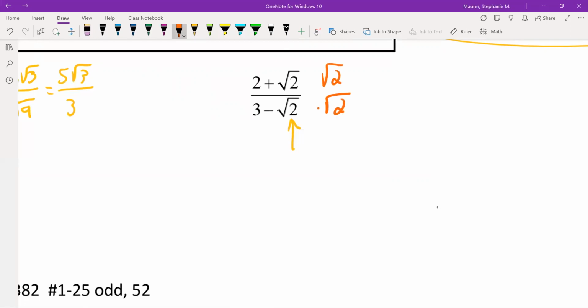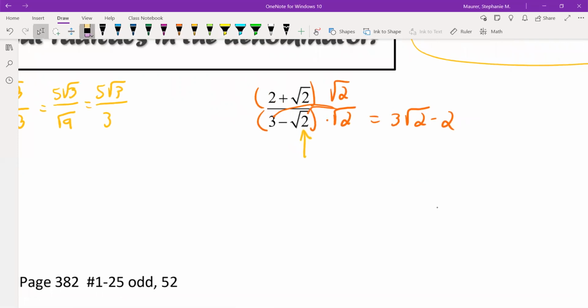If I multiply this by a square root of 2, you have to keep in mind you're multiplying the whole thing by a square root of 2, which means on the bottom, I'm going to get a 3 square root of 2 minus 2. That does not help us. Our goal here is to get rid of that radical in the bottom, and by multiplying by a square root of 2, it just doesn't happen.